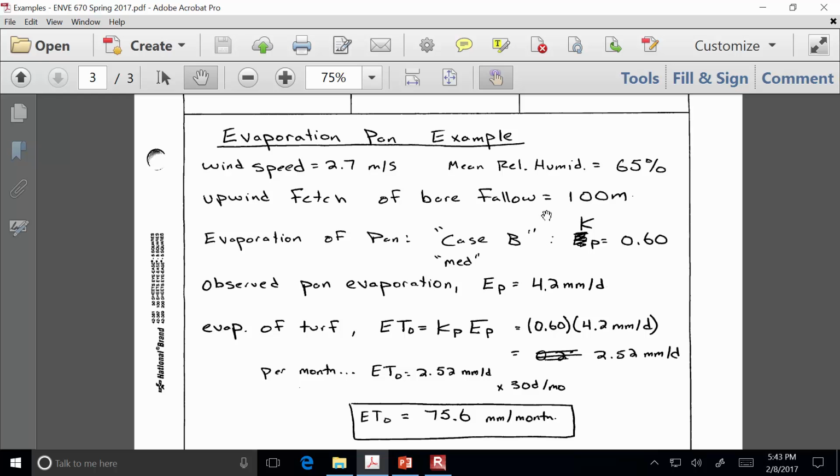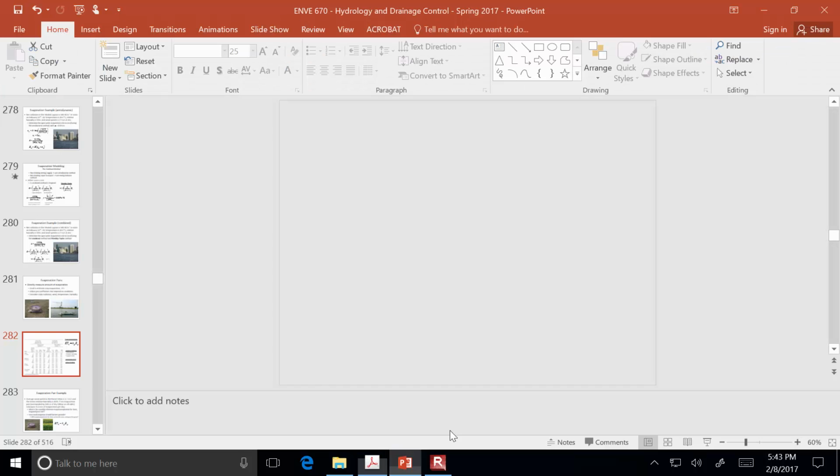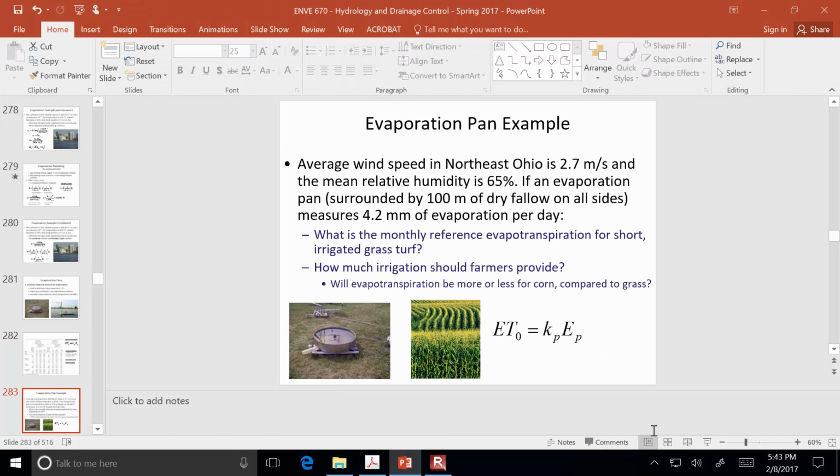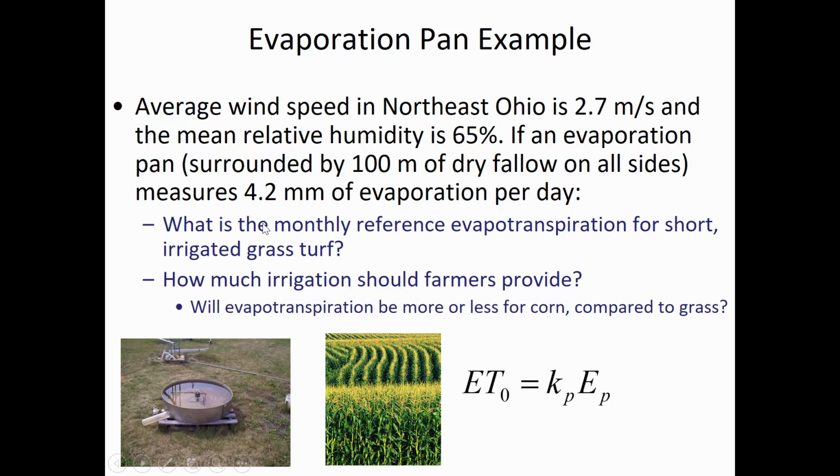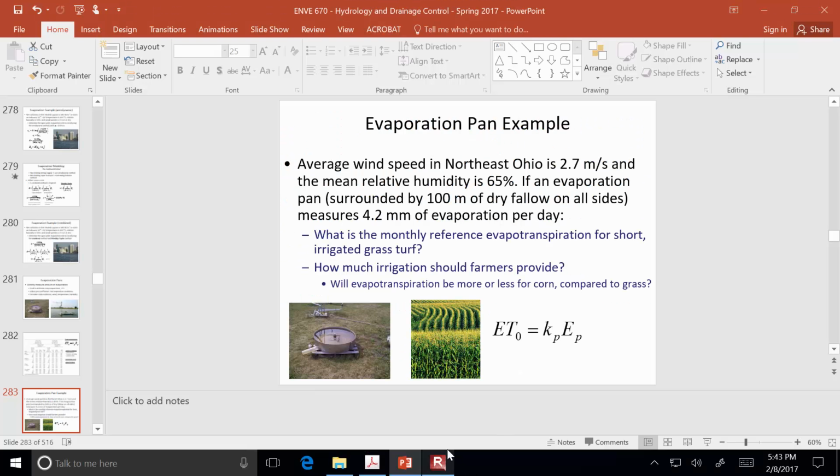A fallow is just a field that's not planted, and so it's got weeds. It may have, like the earth maybe has been tilled, and so it's still just like some bare soil areas as well. Now, the example asks the follow-up question of what if we had the monthly reference evaporation for short irrigated grass turf? Oh, it's the fallow on all sides. All right.